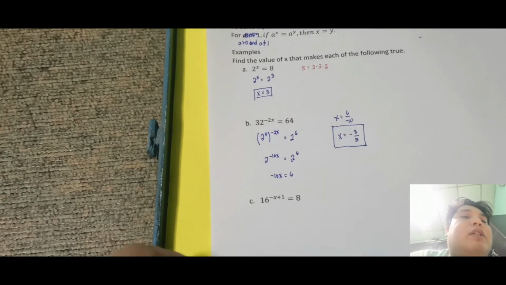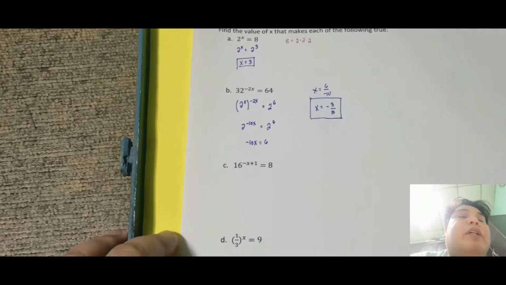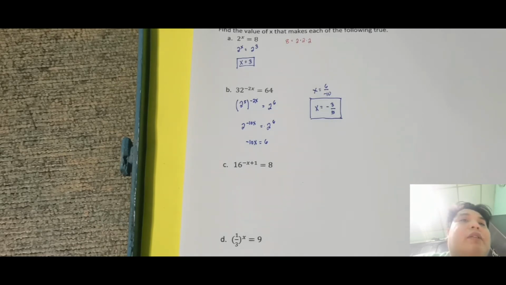Okay, so next is letter C. Kagaya ng letter B, hindi sila parehas naka-raise sa something. Tapos, pasensya na laging base 2 yung given ko. So, may ibang base pa yan. So, possible base 3, base 5. So, ikaw na rin tumingin kung saan siya naka-base. Okay, so, letter C, we have 16 raised to negative x plus 1 is equal to 8. So, since parehas silang base 2, 16 sa kasi 8. So, we all know that 16 is 2 raised to 4. 8 is 2 raised to 3.